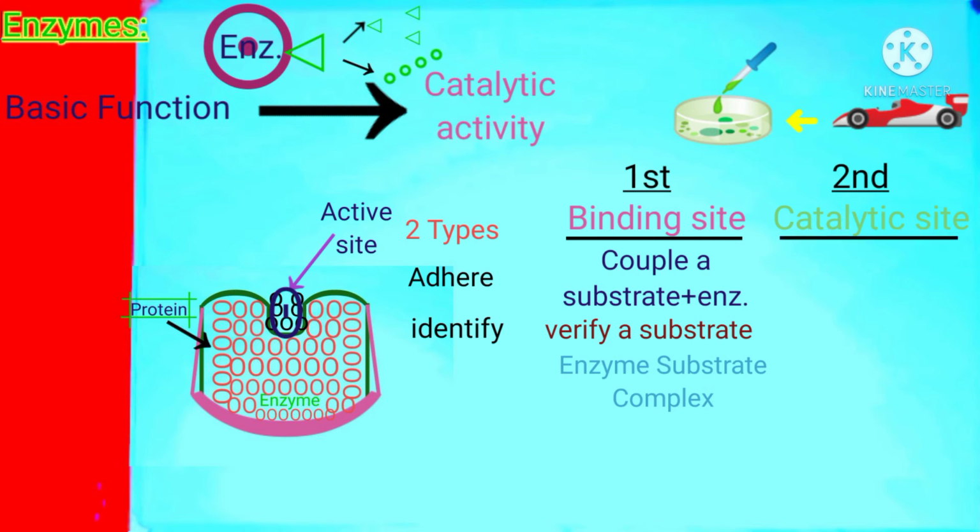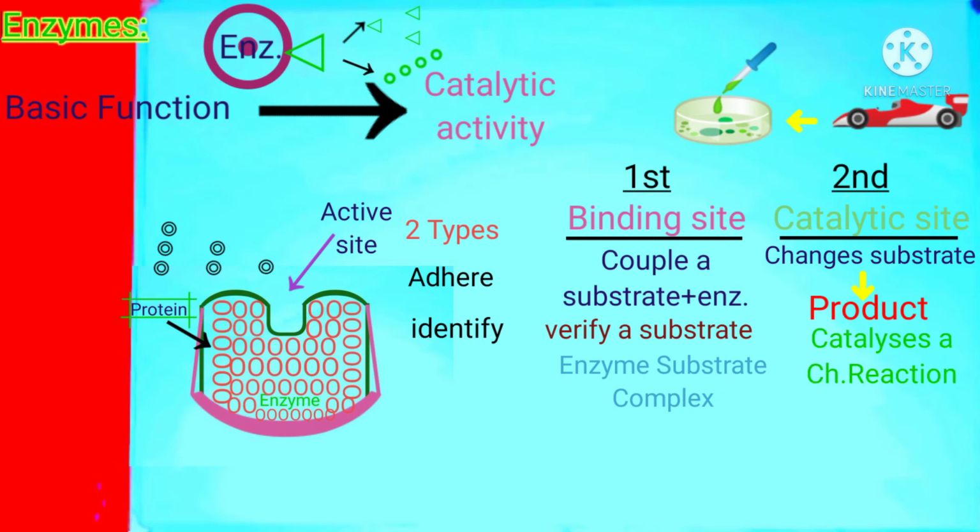activates the catalytic site. Next, we see in addition to it, what does the catalytic site do? Students, the catalytic site either forms a substrate into a product or splits it into smaller fragments. So we can say that the catalytic site catalyzes a chemical reaction, or the reaction is completed at this catalytic site. So this activated catalytic site changes the substrate into products.